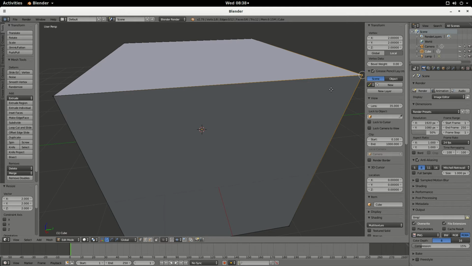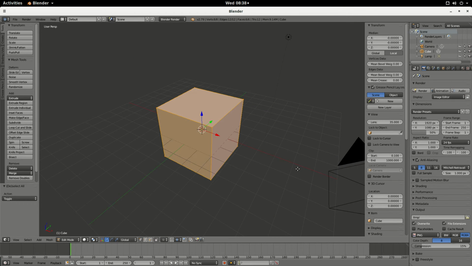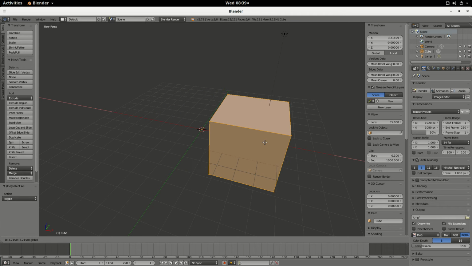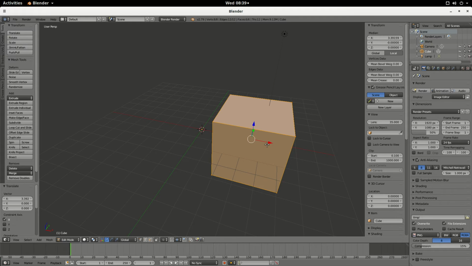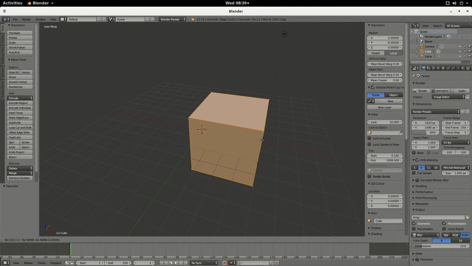Another example, let us take this entire cube, and let's say I want to move it along the x-axis 2 units. How do we do it? Now I just want to move it along the x-axis, but I want to move it exactly 2 units. How do we do that? G, and then Gx2, thank you. So Gx and 2, hit enter, that's what we get.